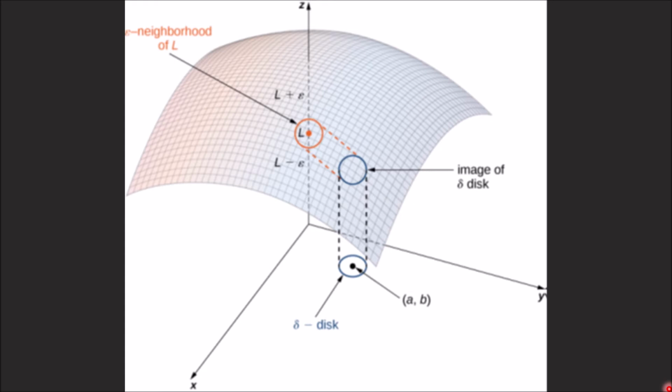So here's the idea graphically. Right here is our point (a, b), our delta disk around it.